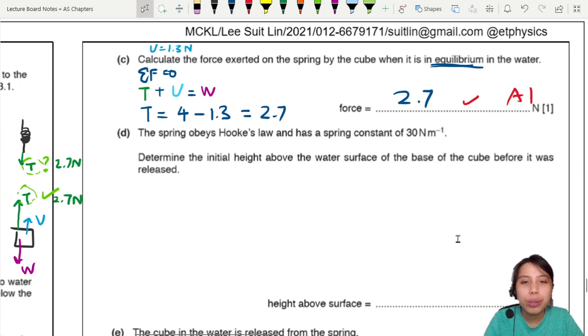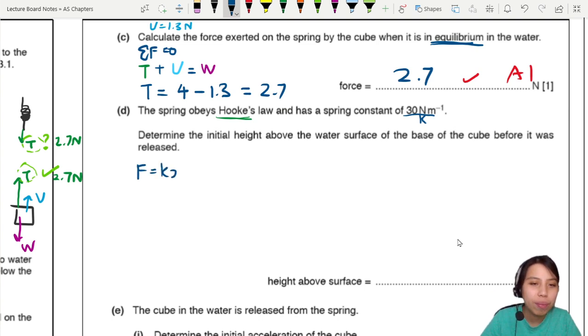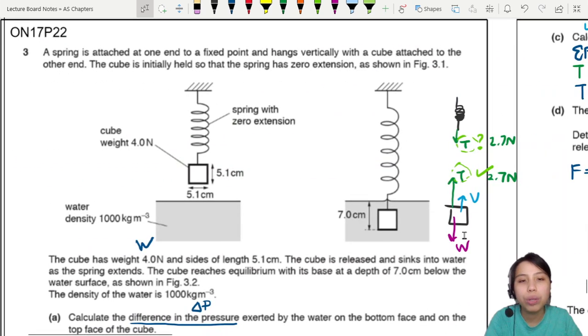Alright, so now we go to the next part. The spring obeys Hooke's law. Hooke's law! Sounds so familiar. And the spring has a constant of K. So when I see Hooke's law, I see K, I'm thinking of F equals Kx. I'm going to start writing that down first. Determine the initial height above the water surface of the base of the cube before it was released. Before it was released. Wow. Initial height above water surface from the base of the cube. So they are asking us, what is this height?